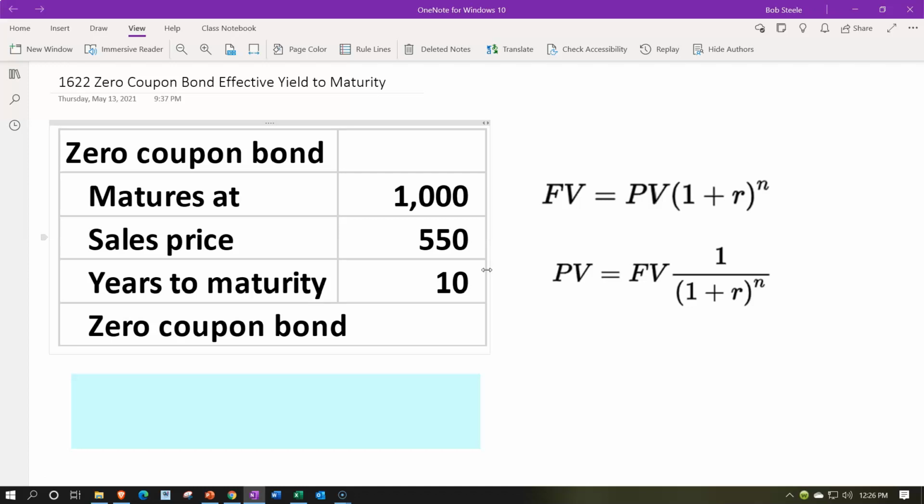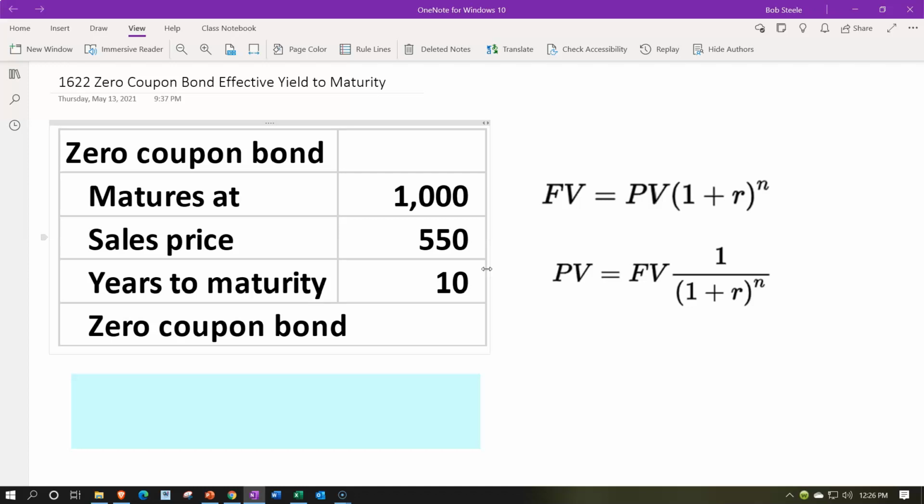Now, this is different than a normal bond in that we have a zero coupon bond, so we don't have the rate that would be on the bond, in essence part of the issuance of the bond, due to the fact that it's a zero coupon bond. What we're looking for is the market rate, or the yield to maturity rate.